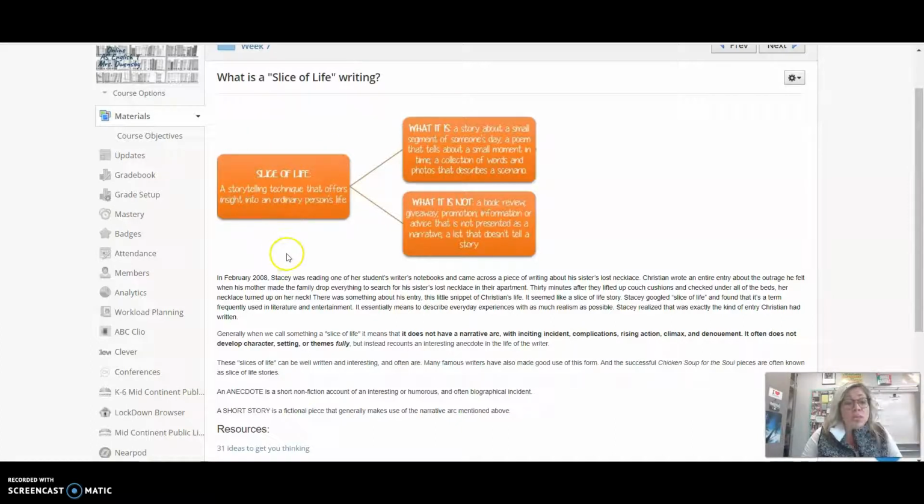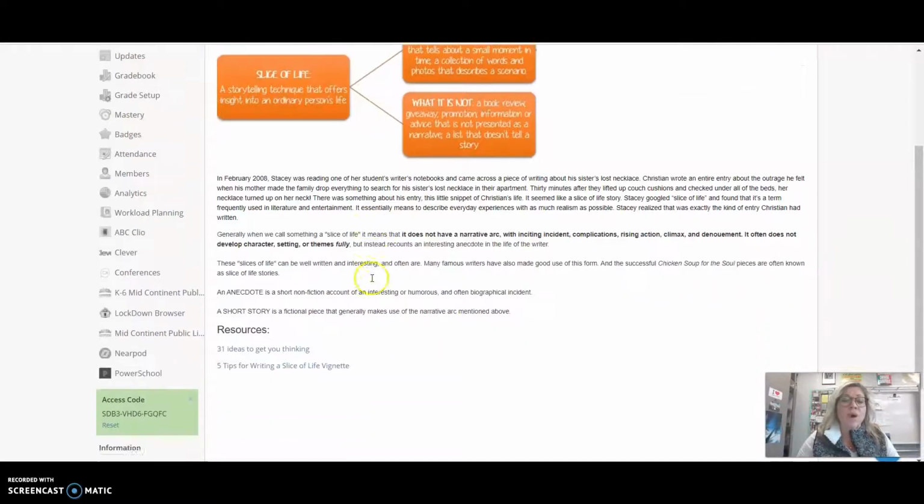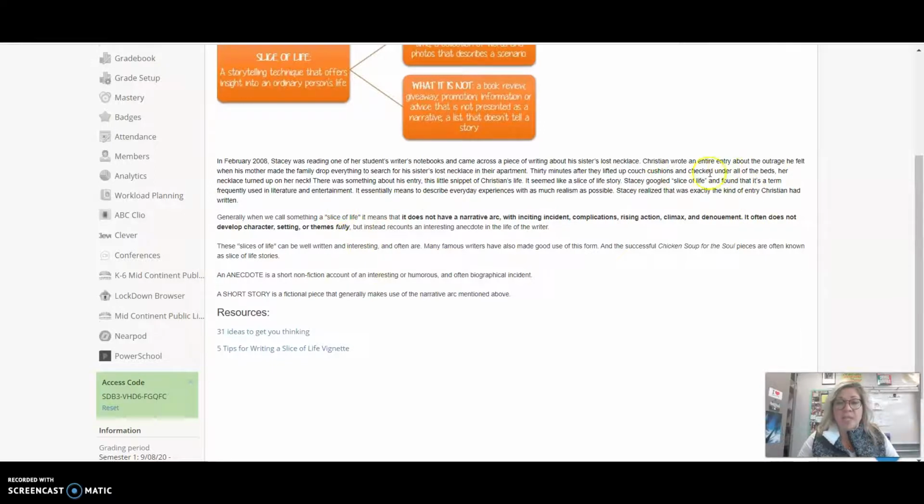And basically, it's a storytelling technique that offers insight into an ordinary person's life. It's just kind of a snippet of someone's day. It can almost be in poem form, but it's very much going in depth with that moment in your life that really showcases what it's like. And so please read through all of this information. It's very easy to understand and really explains what slice of life writings are. It's an anecdote. You're not writing a short story, you're writing an anecdote, okay?